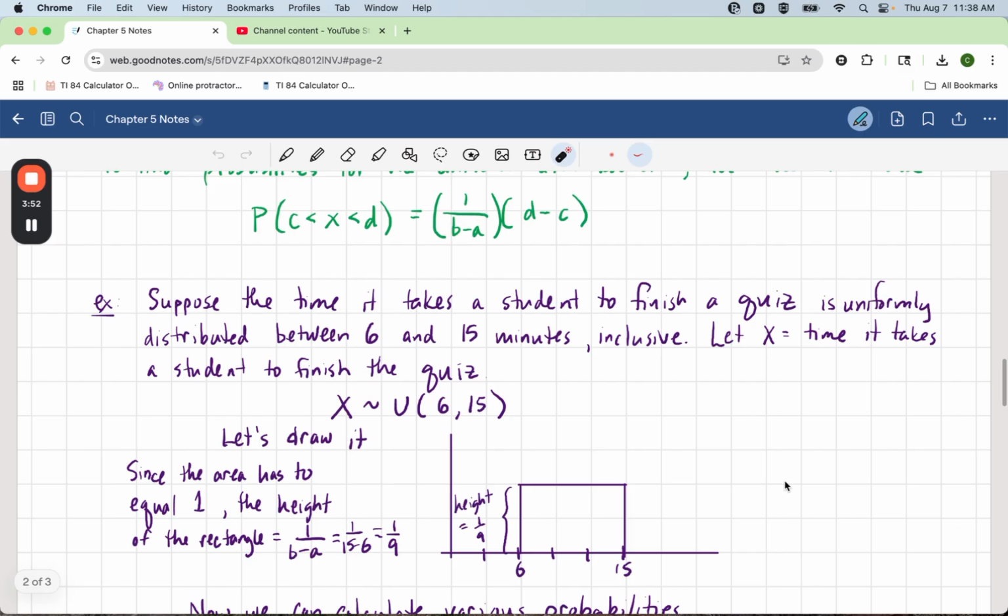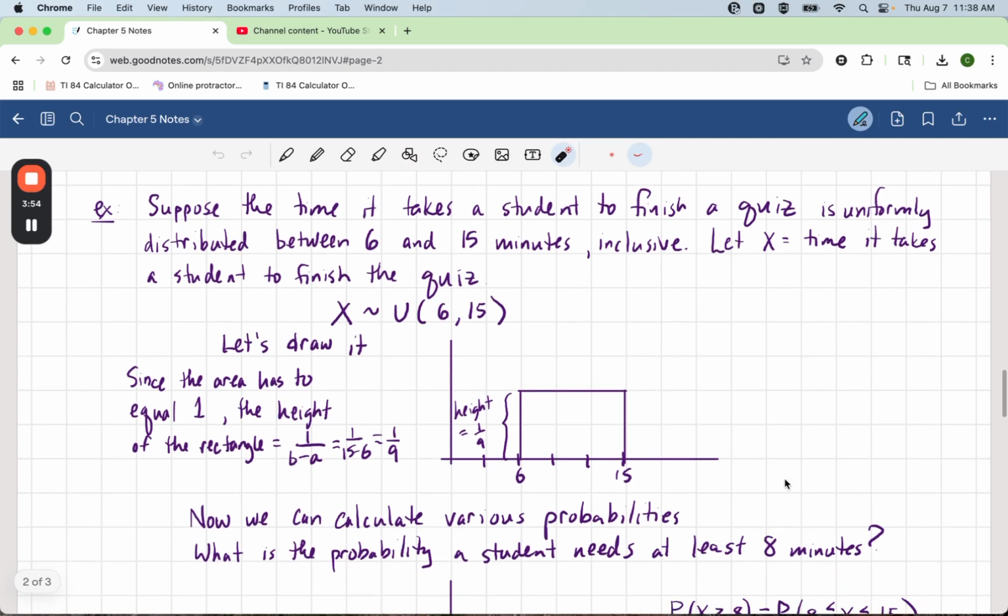Suppose the time it takes for a student to finish a quiz is uniformly distributed between 6 and 15 minutes inclusive. So that x equals the time it takes a student to finish the quiz. So x is a uniform distribution running from 6 to 15. I drew it, so it's just a rectangle that goes from 6 to 15. The height of that rectangle is always going to be 1 over b minus a. So the height of that rectangle is 1/9.